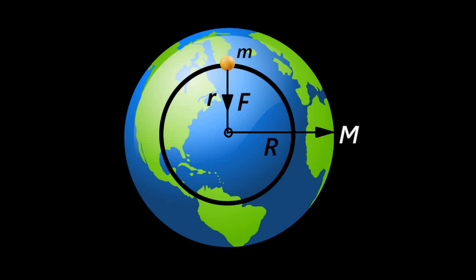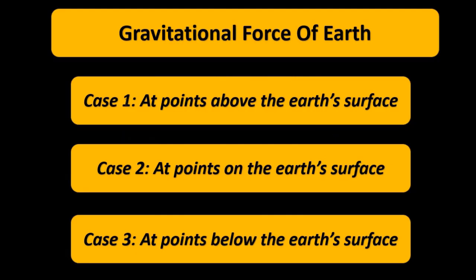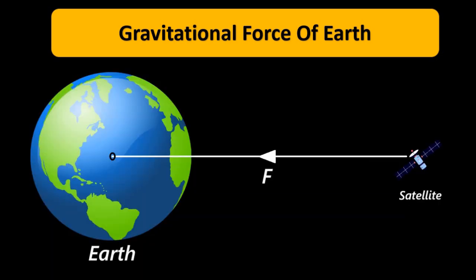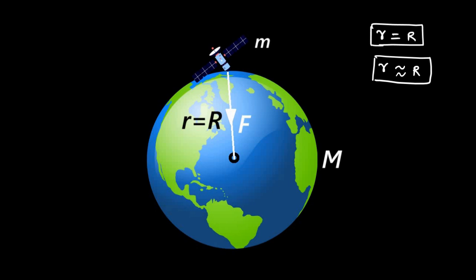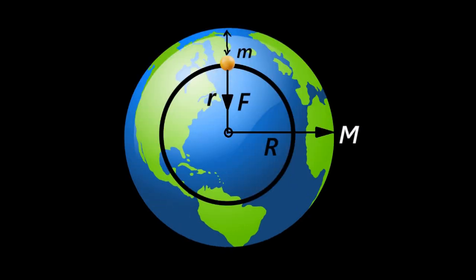So here we have discussed the gravitational force of Earth acting on objects present at different locations. Three cases: far away from the Earth, on or near the surface of the Earth, or below the surface of the Earth. So this is the thing.